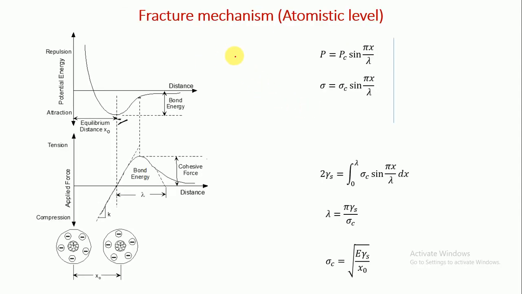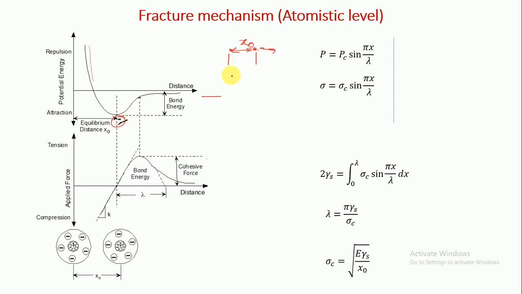Now, what is the fracture mechanism at the atomistic level? We all know that material consists of atoms. When two atoms are really close, both atoms will start to repel each other. This repulsive force decreases with increasing distance between the atoms, and stabilizes at an equilibrium point where the distance between the two atoms is x0.